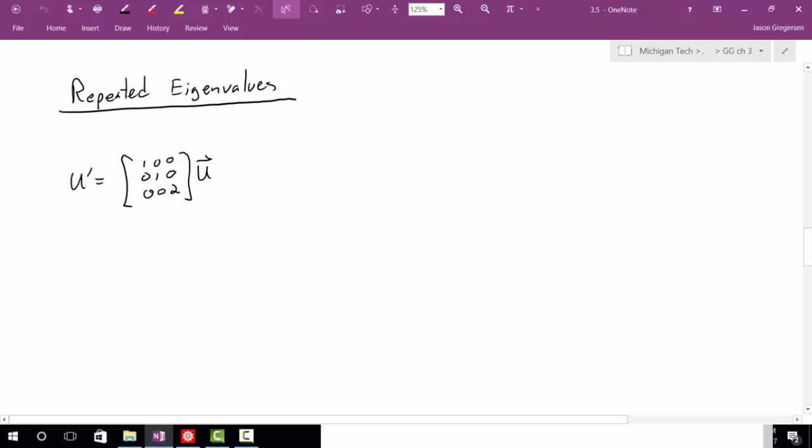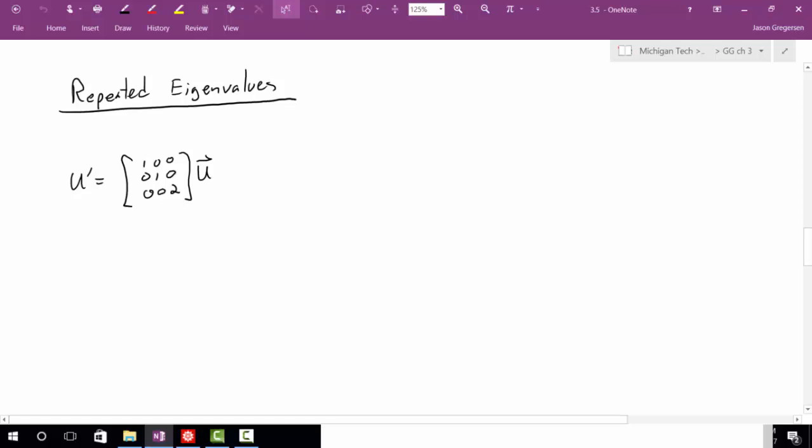All right, repeated roots. So I got this system of differential equations. I want to solve the system. First step, calculate the eigenvalues and eigenvectors. But I don't really have to do a lot of work for that because what are the eigenvalues of this system?